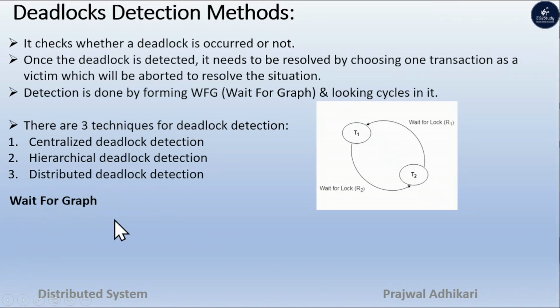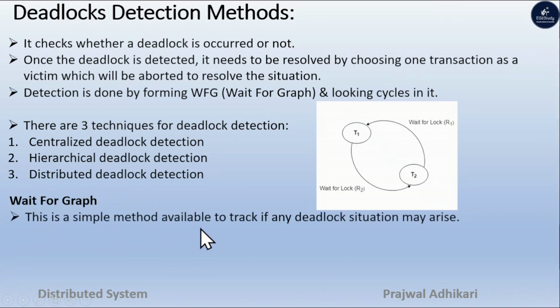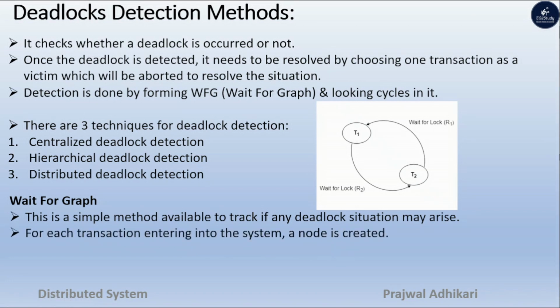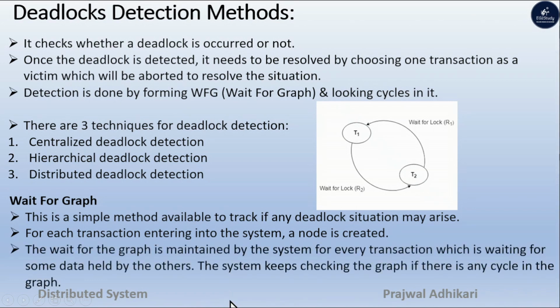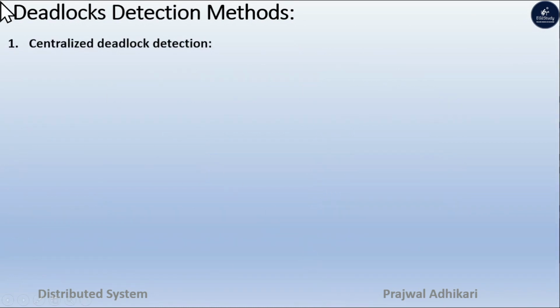Wait-for graph. This is a simple method available to track if any deadlock situation may arise. For each transaction entering the system, a node is created. The wait-for graph is maintained by the system for every transaction which is waiting for some data held by others. The system keeps checking the graph for any cycle. Now, we will study different deadlock detection methods.